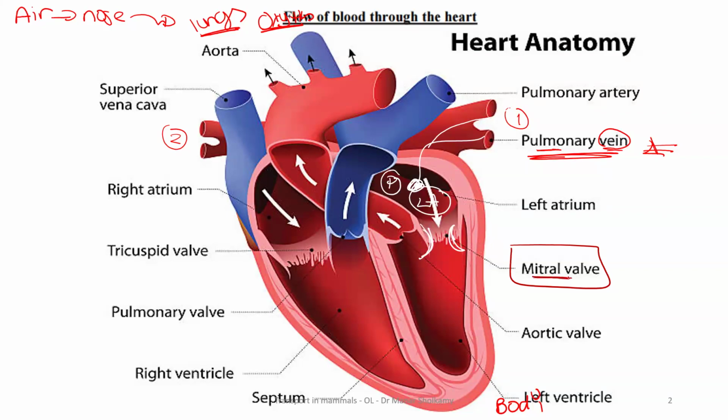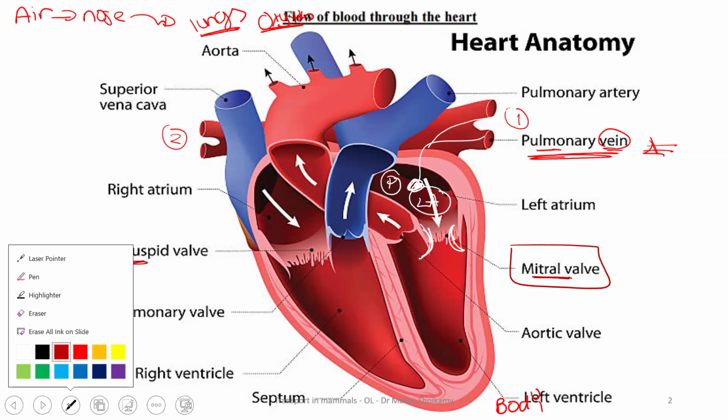Okay, and the atrioventricular valves open together. So you'll find that the mitral valve will open and the tricuspid valve will open, even though the blood is on the left side. But the atrioventricular valves open together and they close together. So let's go back to the flow of blood.